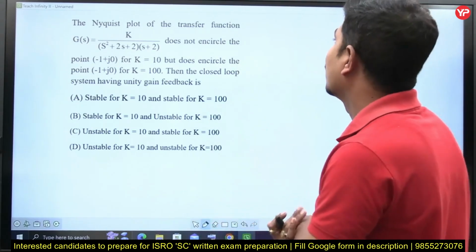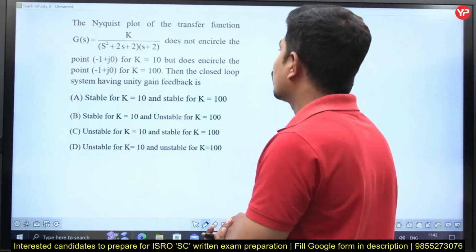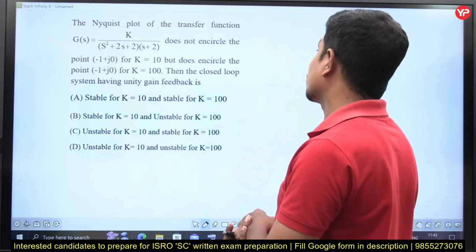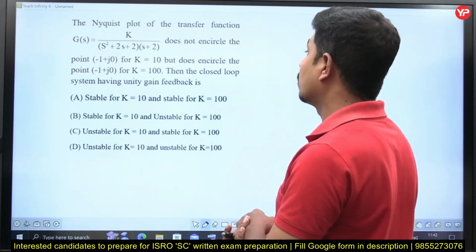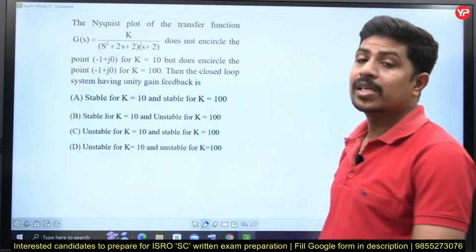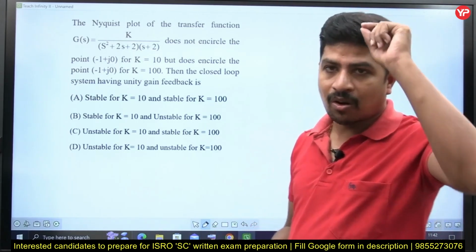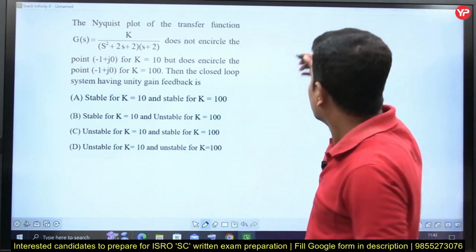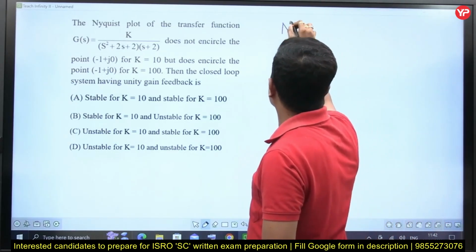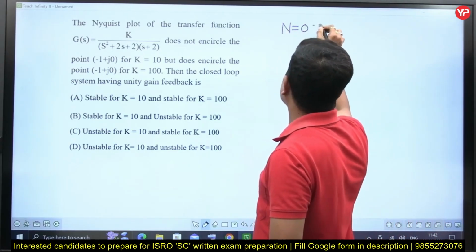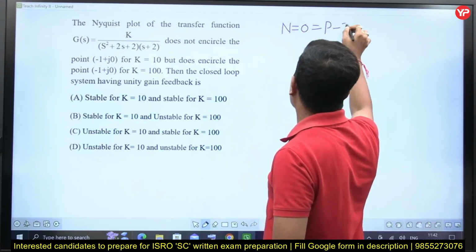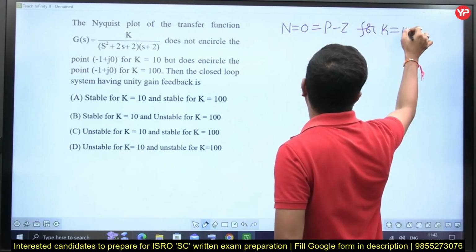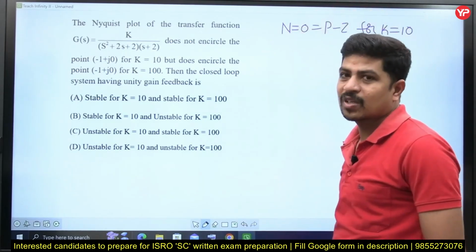Read the question first. The Nyquist plot of the transfer function G of s is equal to K by (s square plus 2s plus 2) into (s plus 2) does not encircle the point minus 1 plus j0 for K equal to 10. He is saying that the Nyquist plot is not going to encircle the critical point minus 1 comma j0 for K equal to 10. So N is equal to 0, that is equal to P minus Z, for K equal to 10.